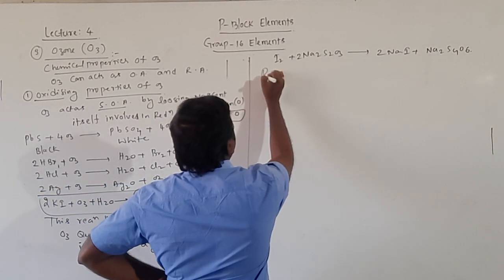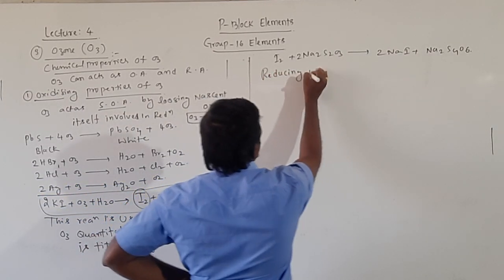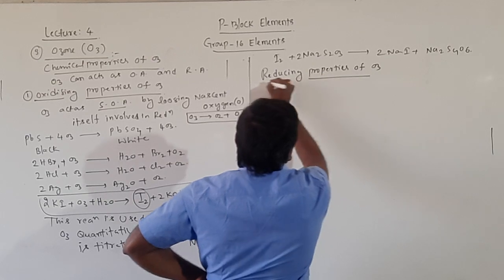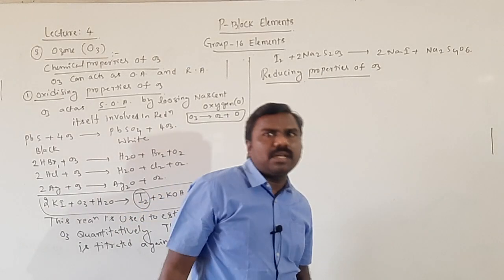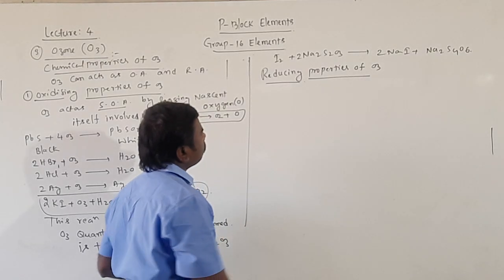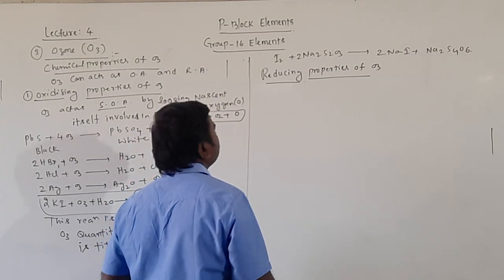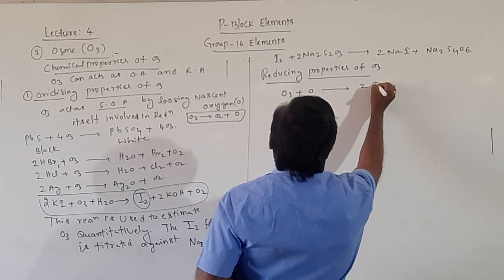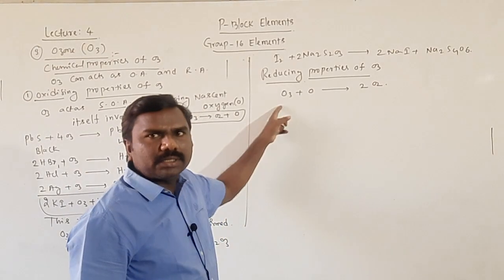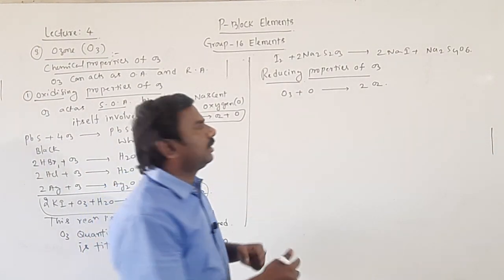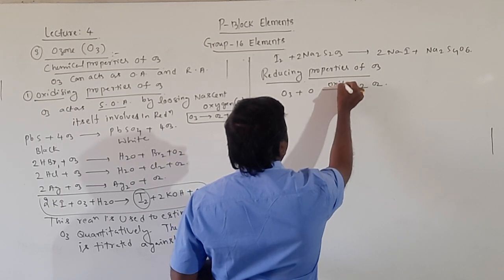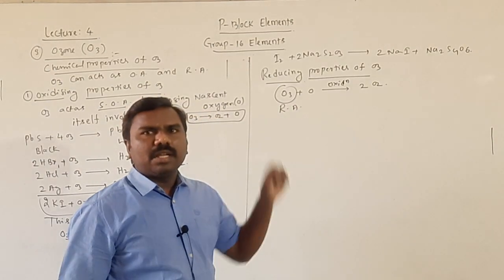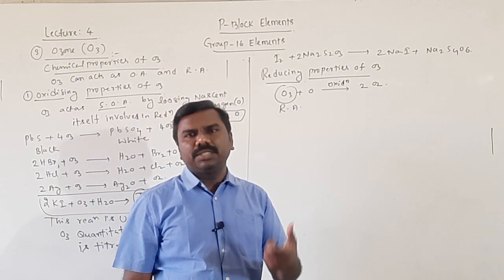Next one, reducing properties of ozone. It means it reduces others, itself involved in oxidation. First one, O3 gains oxygen, then gives 2O2. Gaining oxygen means oxidation; itself involved in oxidation, but acting as a reducing agent.